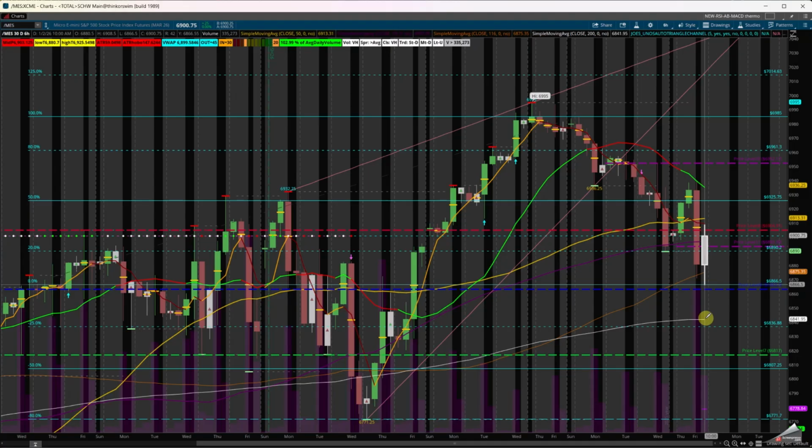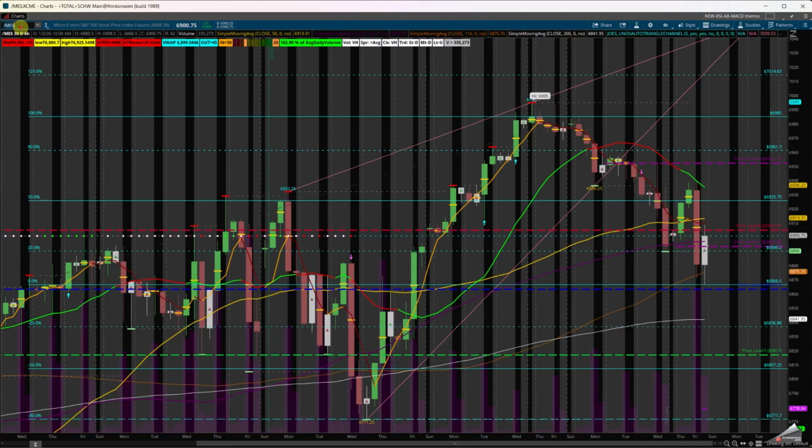But if I end up losing the 200 SMA, things will tend to come back down to the VPOC or Virgin Control Point down in this area. So trade the charts in front of you, not what you think. This is the best way to trade any instrument, whether it's equities, options, commodities, ETFs.